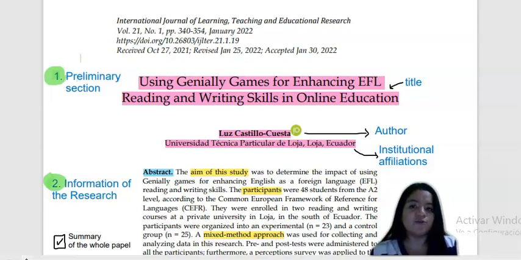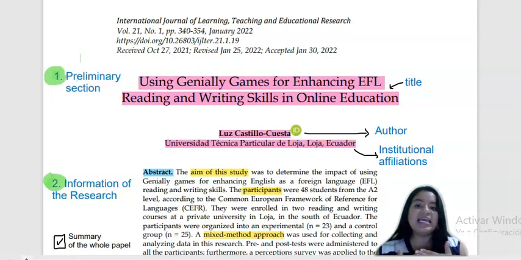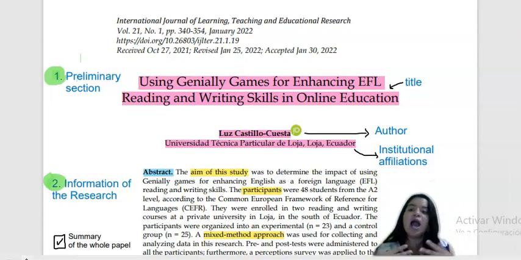This is my answer for graded activity number 6, a video recording to identify the parts of a journal article in APA format and explain each one of them. The journal article I chose is "Using Genially games for enhancing EFL reading and writing skills in online education" by Luz Castillo Cuesta. Now, we can consider the preliminary section.